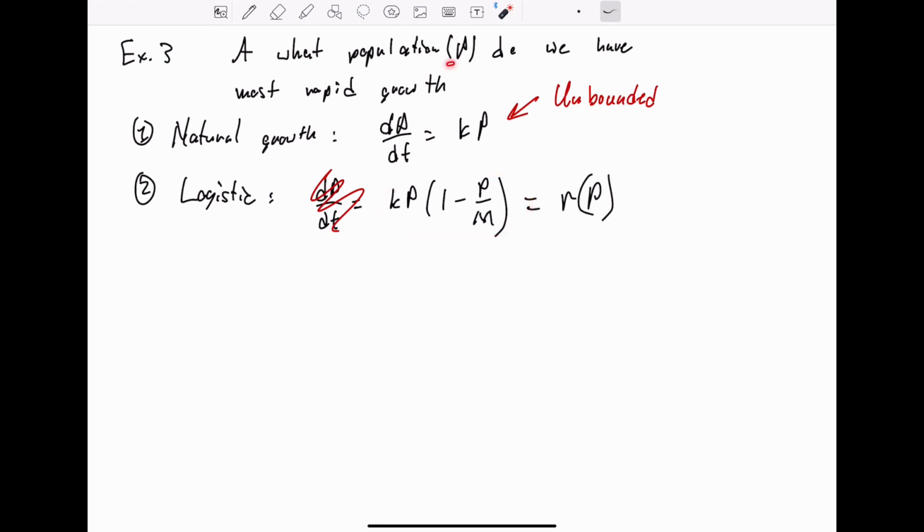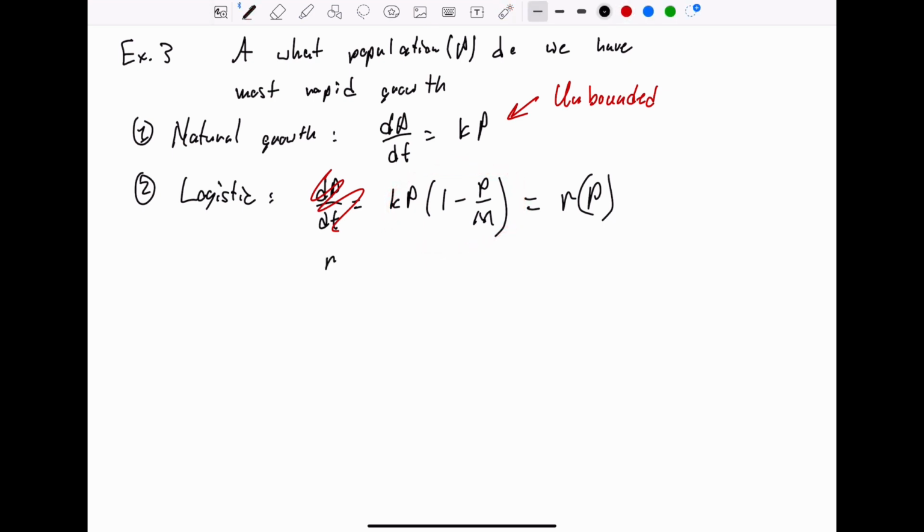And if we want to know at what population we have the largest growth, we are trying to maximize this function with respect to P. This is actually a calculus 1 problem, trying to maximize a function. How do we find the maximum value of a function? Well, we would take the derivative, look for critical numbers, and see if the critical numbers give us a maximum or a minimum. So that's exactly what I'm going to do here. I'm going to take the derivative of this logistic differential equation with respect to P. Before I do that, I'm going to expand this out to make things a little bit simpler.